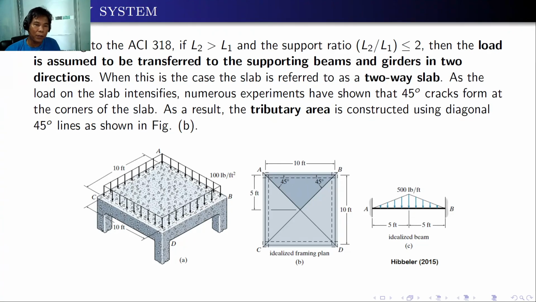So here we have the two-way system. According to ACI 318, ACI means American Concrete Institute, and ACI 318 is the building code requirements for reinforced concrete, if the length L2 of the span is greater than L1, and the ratio L2 over L1 is less than or equal to 2, then the load is assumed to be transferred to the supporting beams and girders in two directions. So in this case, we call them two-way slabs.